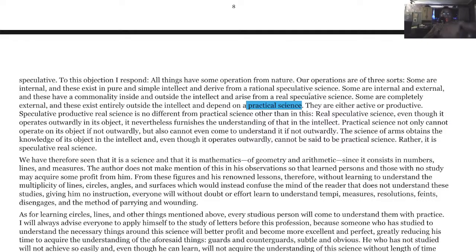They are either active or productive. Speculative, productive, real science is no different from practical science, other than this. Real speculative science, even though it operates outwardly in its object, nevertheless furnishes the understanding of that in the intellect. Practical science not only cannot operate on its object if not outwardly, but also cannot even come to understand it if not outwardly. The science of arms obtains the knowledge of its object in the intellect, and even though it operates outwardly, cannot be said to be practical science. Rather, it is speculative, real science.